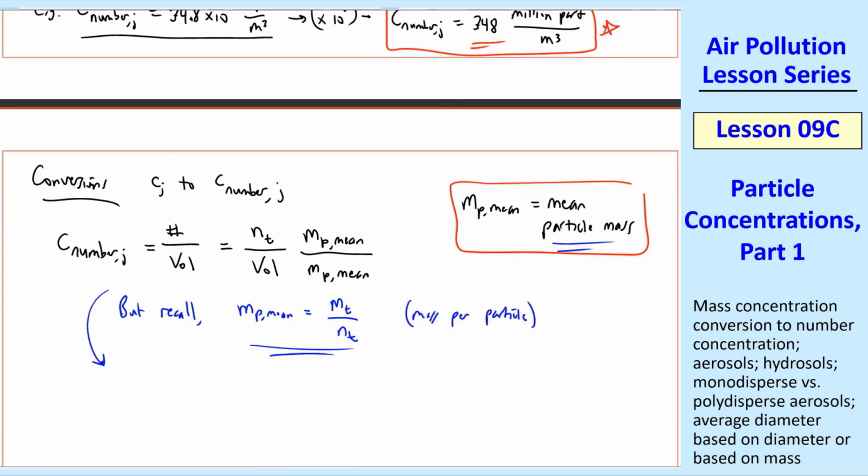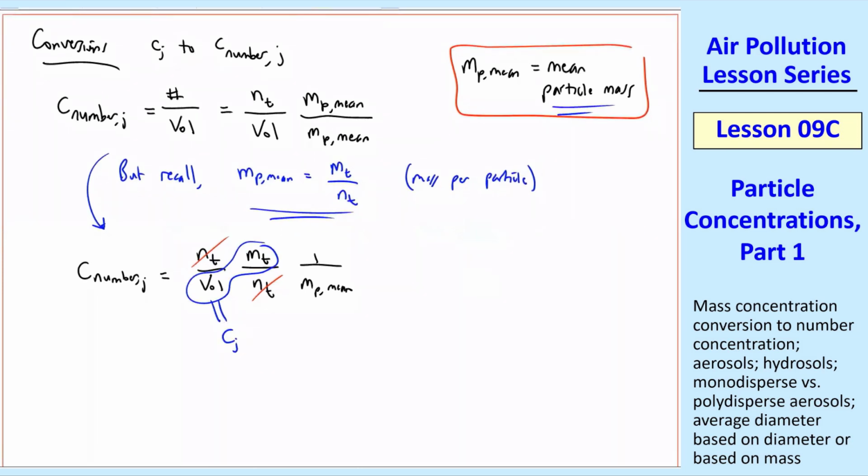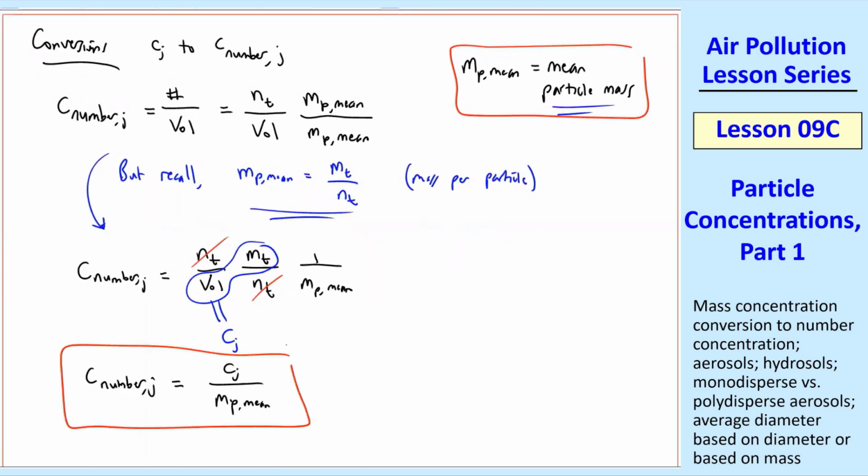So this equation becomes, if I use this definition for the numerator but keep the denominator there, I get this equation. And we see that the NTs cancel out. And we also see that this MT over volume is our definition of CJ, the mass concentration. So the bottom line is C number J, the number concentration, is the mass concentration CJ divided by MP mean. So this is our equation for conversion from mass concentration to number concentration.